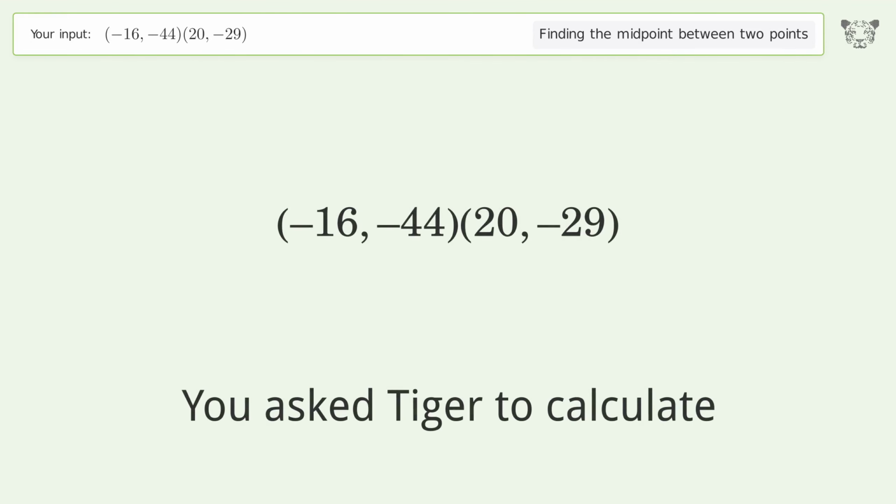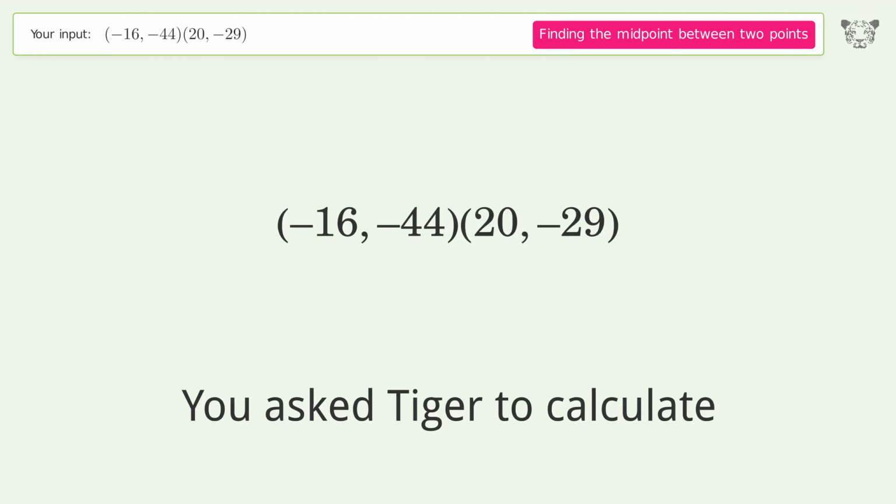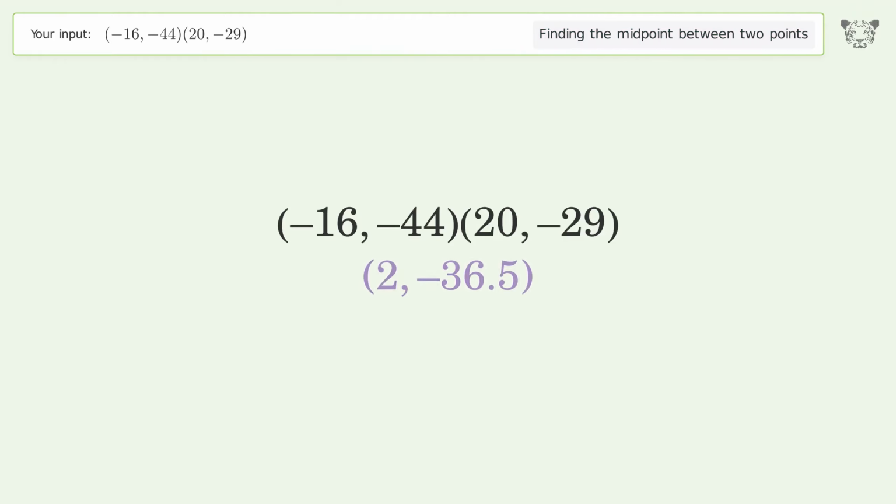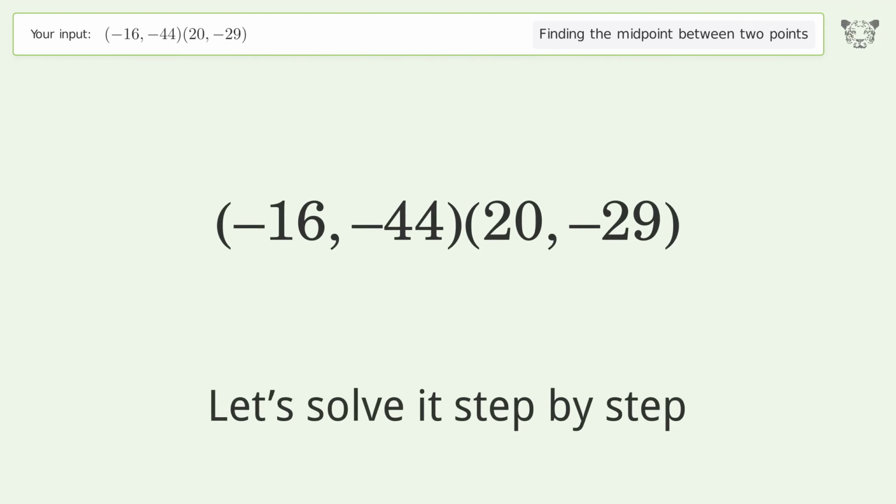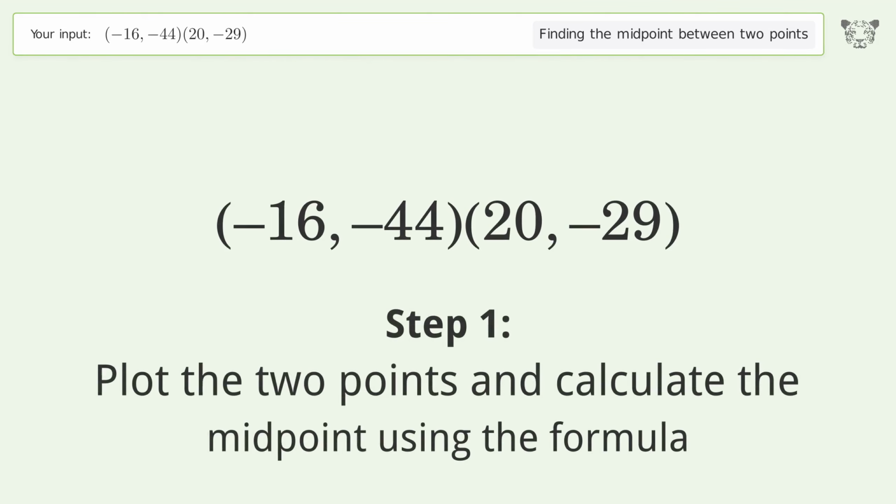You ask Tiger to calculate. This deals with finding the midpoint between 2 points. The midpoint between the 2 points is (2, -36.5). Let's solve it step by step. Plot the 2 points and calculate the midpoint using the formula.